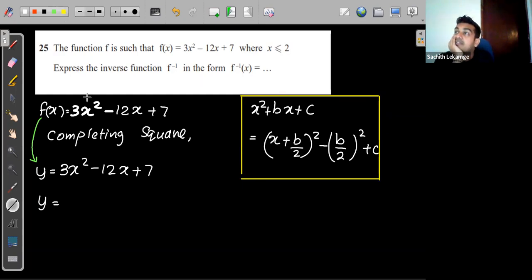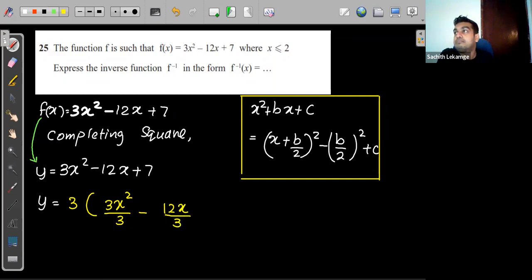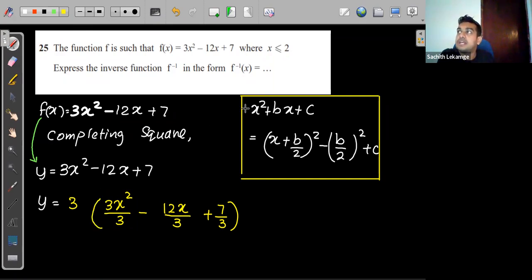So according to that, the first thing is I have 3 over here, so I need to take it out. Then I'm getting x squared plus, minus. You need to divide all the terms by 3. When you take 3 out, 3x squared also divided by 3, minus 12x also should be divided by 3, plus 7 also should be divided by 3. Why do we need to take 3 out? Because in this format, the x squared coefficient should always be 1 when you convert into a complete square. Remember, if you get an equation where the coefficient of x squared is not 1, you have to take it out. That's the first step.